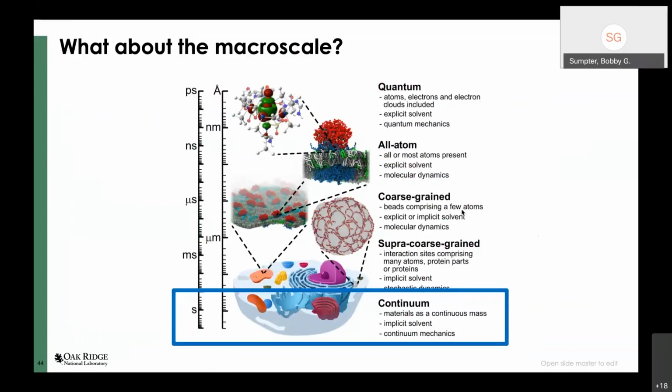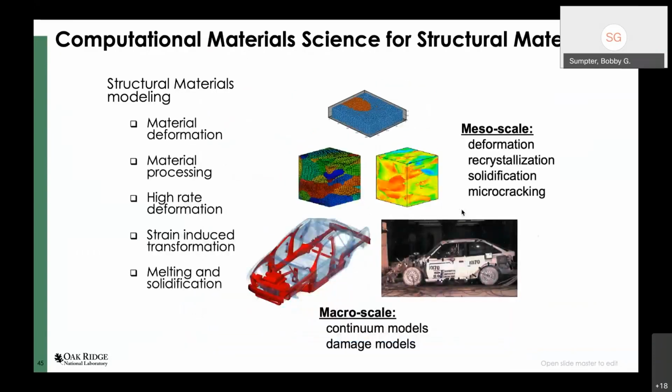Continuum level allows you to look at a lot of structural materials properties, and there are finite element approaches that are fairly efficient and scale well on computing systems. It allows you to look at anything from material deformation to different types of processing, very high rate, high strain deformation conditions, melting and solidification. You can look at even things as large as cars and batteries.